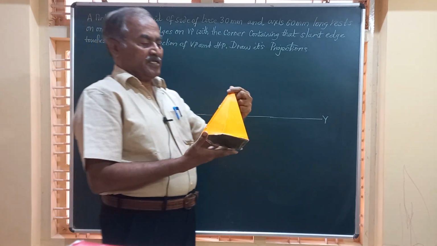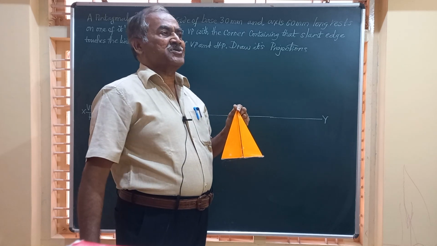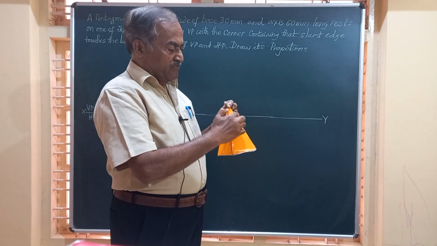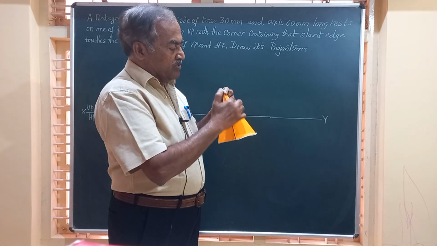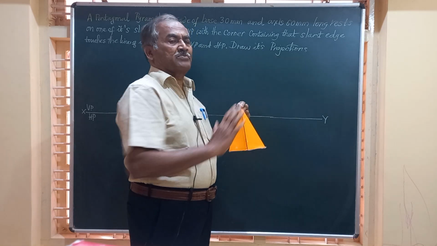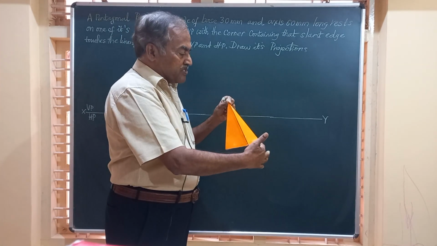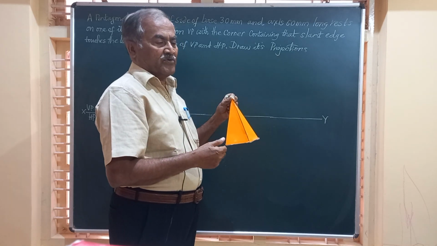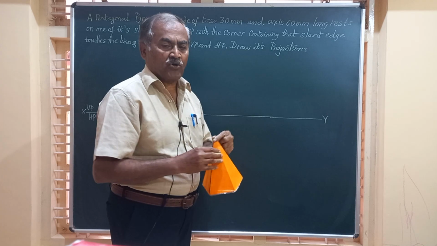So, very obviously, when I say it has to rest on one of the slant edges, I should first of all place the object on HP such that one of the five slant edges is to the right side of the observer, or the edge opposite to that corner is perpendicular to VP. Obtain the top and front views to start with.